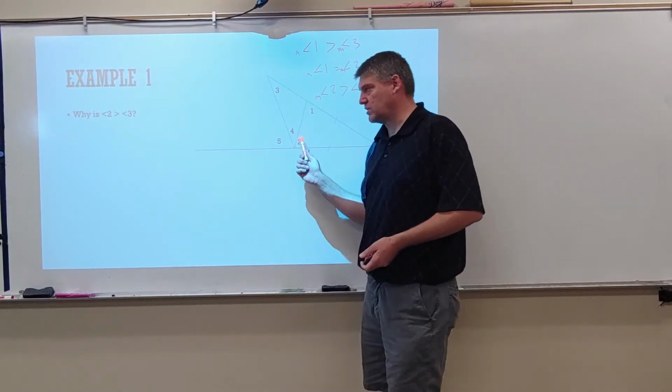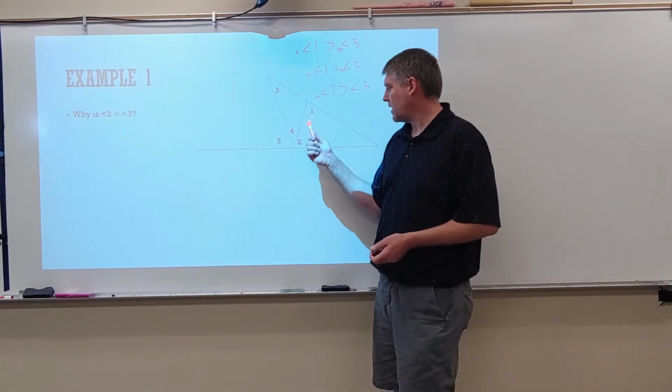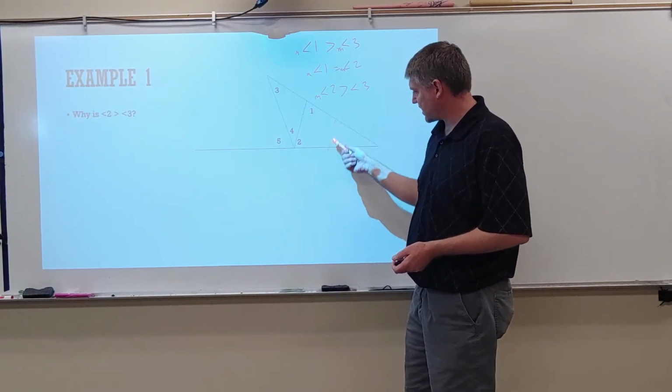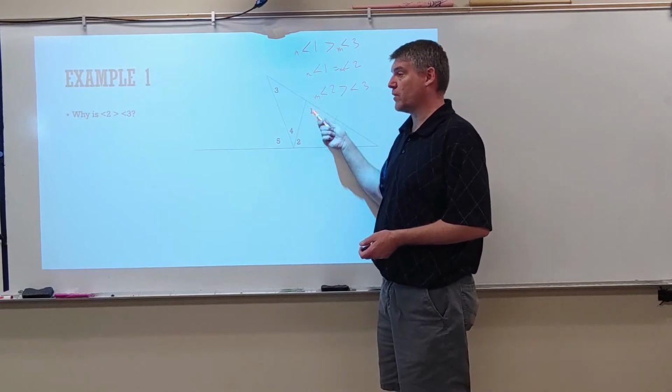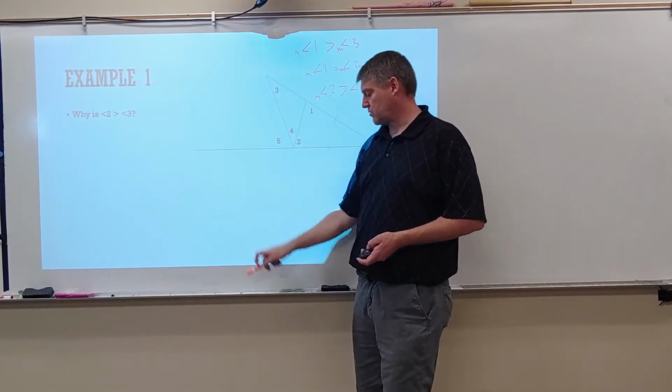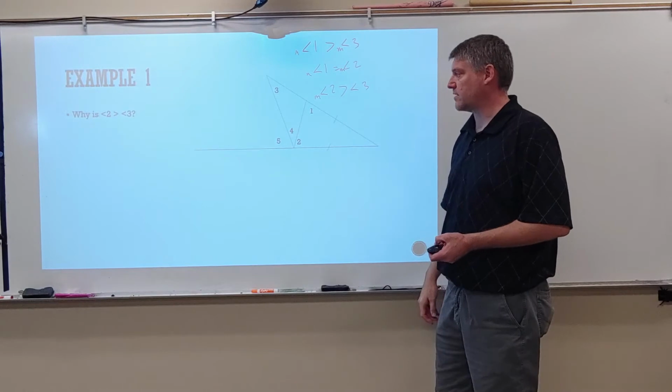So even though 2 is not my exterior angle, it's equal to it because it says that these two sides are congruent. So therefore these two angles are congruent. Angle 1 is greater than angle 3 because it's exterior.